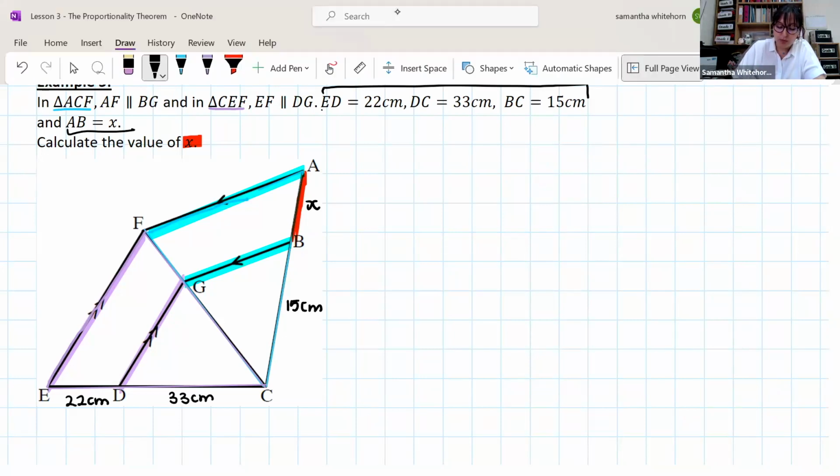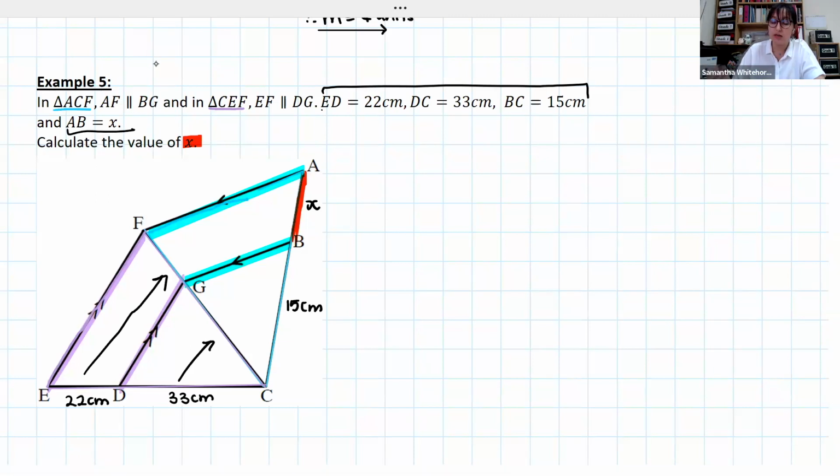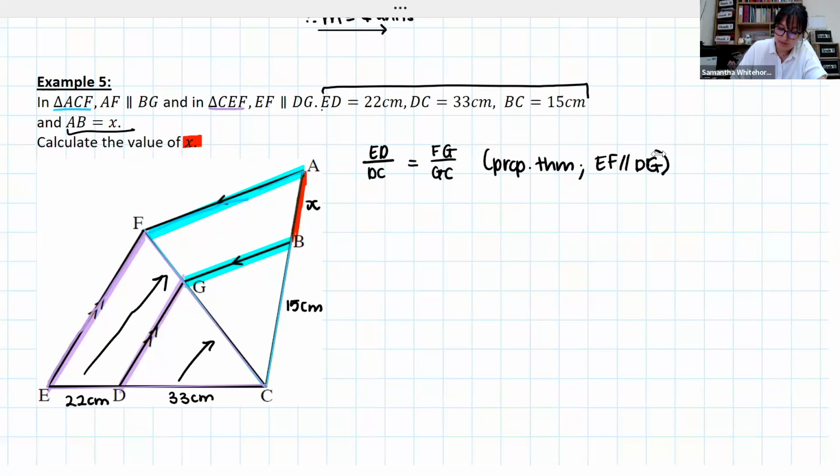So we know because of those purple parallel lines, EF and DG, that ED is in proportion to FG and that DC is in proportion to GC. So I can make that statement. I know that ED over DC is equal to FG over GC. I know that's true because of my parallel lines and my proportion theorem. And we state those parallel lines, EF parallel to DG.